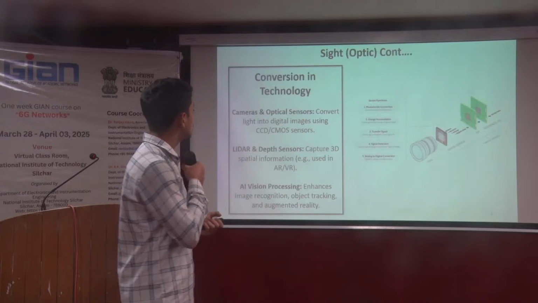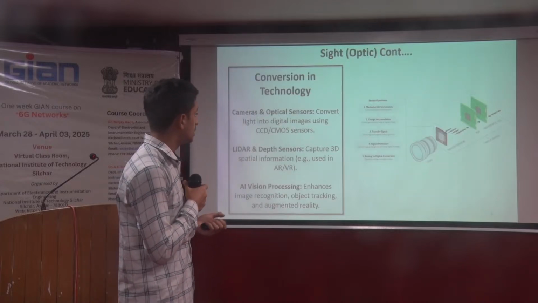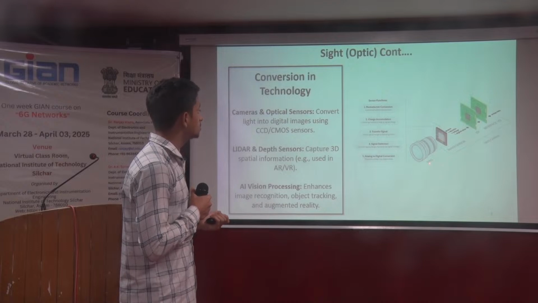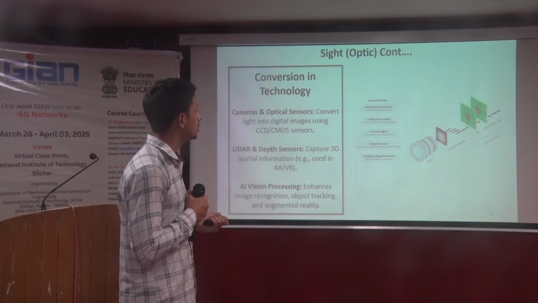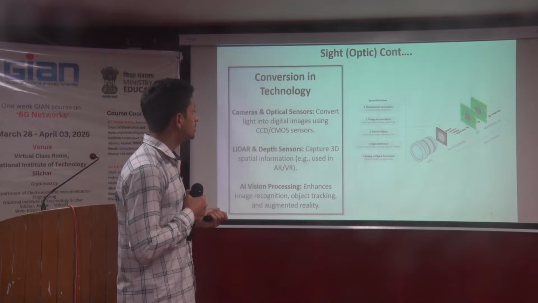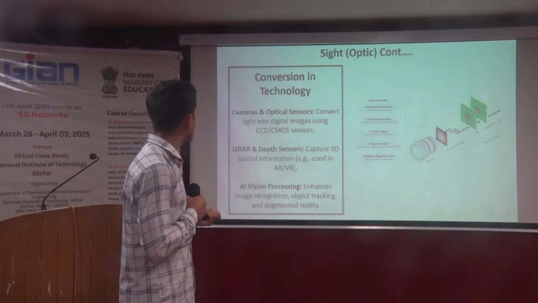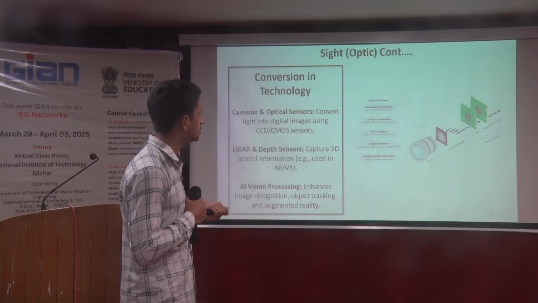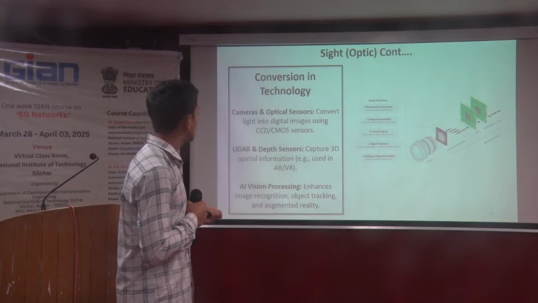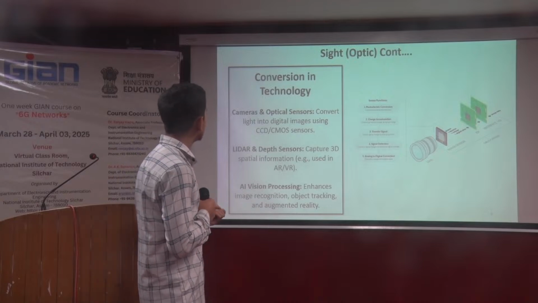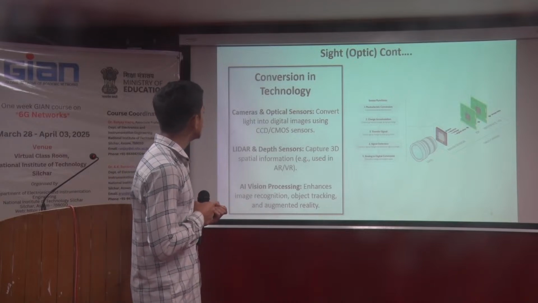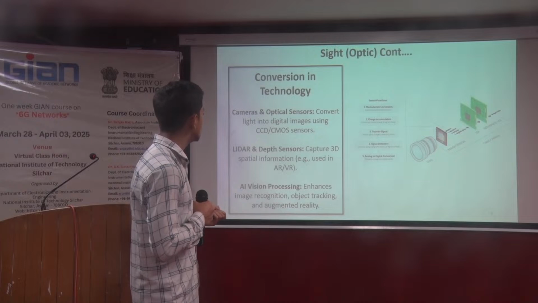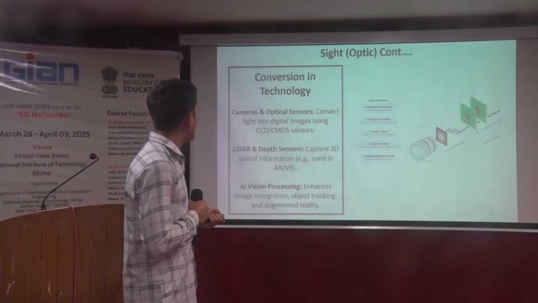So how does the conversion technology work? For conversion technology, we can use basic lenses and some CMOS cameras. CMOS basically stands for complementary metal-oxide semiconductor. Cameras or optical sensors convert light into digital images using CMOS, CCDs, and lidar depth.